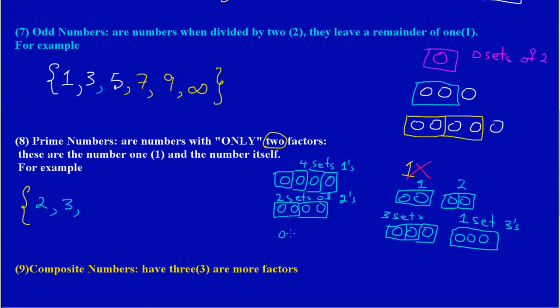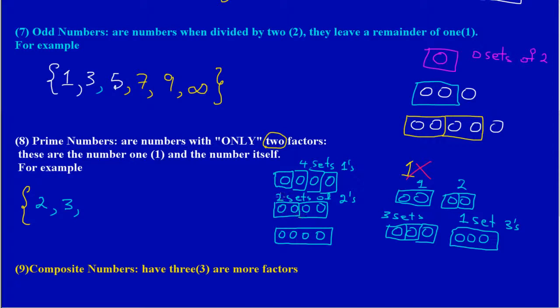Let's check again. 1, 2, 3, 4. Let's see how many sets of 4's we can get out of 4. I can get 1 set of 4 out of 4. So 4 has 3 factors. It can be divided by 1, it can be divided by 2, and it also can be divided by 4. So 4 is not a prime number because it has more than 2 factors.